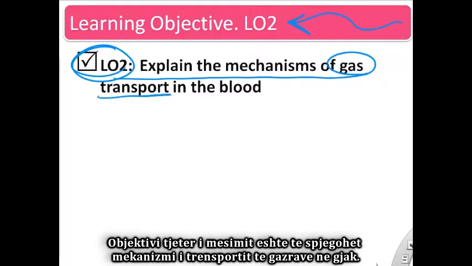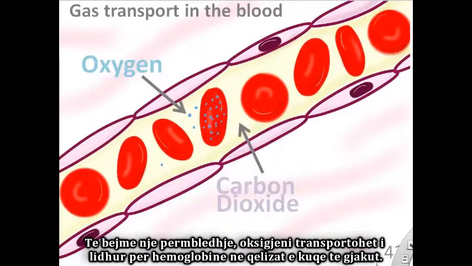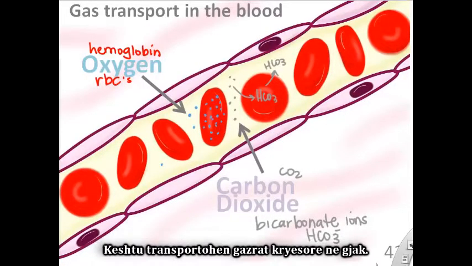The next learning objective is to explain the mechanisms of gas transport in the blood. Specifically, we'll look at oxygen and carbon dioxide. The take-home summary is that oxygen is transported bound to hemoglobin in your red blood cells, while carbon dioxide is chemically converted to bicarbonate ions, or HCO3-. And that's how we transport the major gases in our blood.